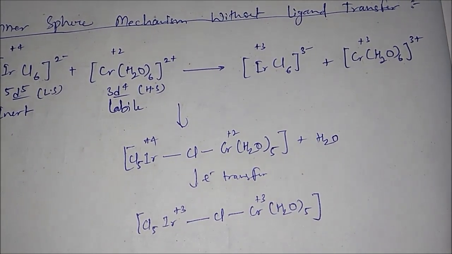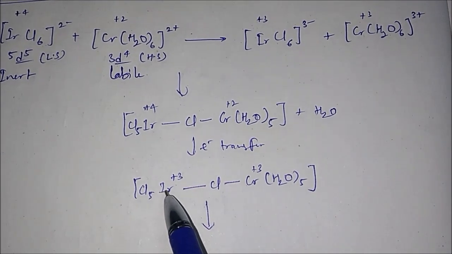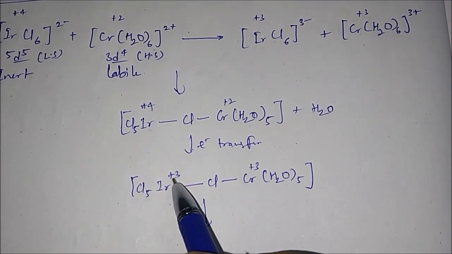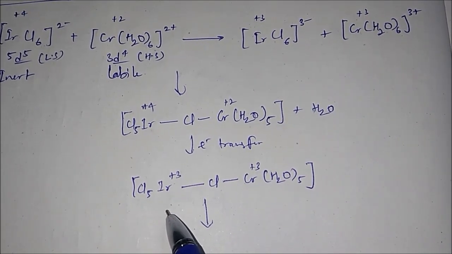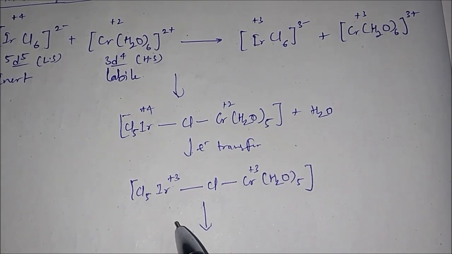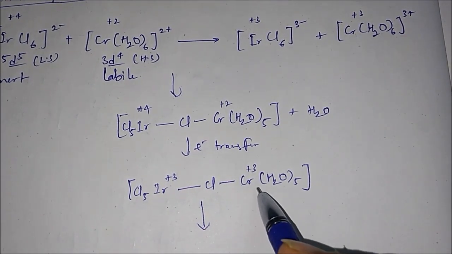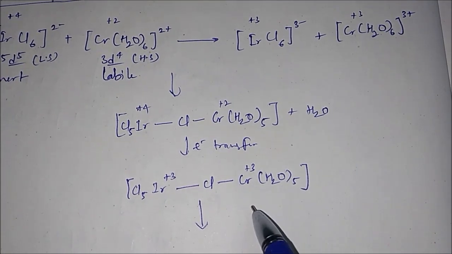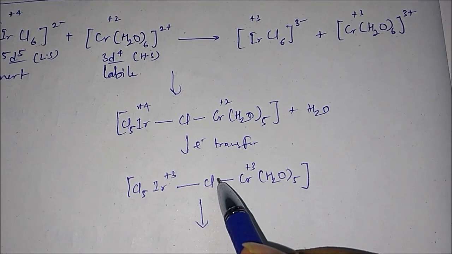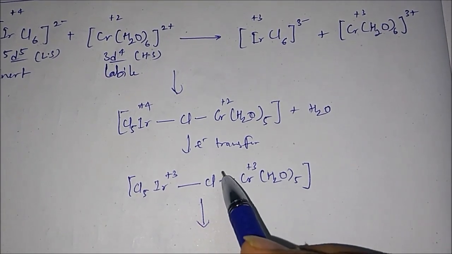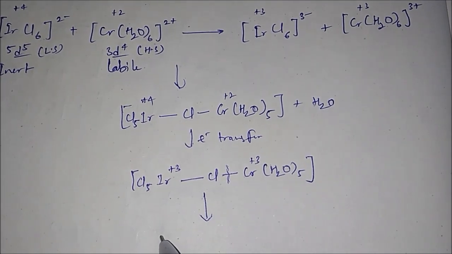Now what will happen? Since now iridium is +3, that is your d4, and this is also low spin only. So that d4 low spin will be inert, and this chromium +3 will be your d3, that will also be inert. So both of them have become inert, so no bond can change like it did earlier. So this bond will break like that.